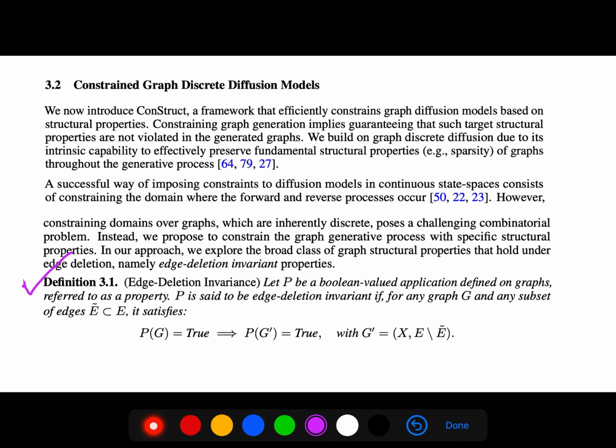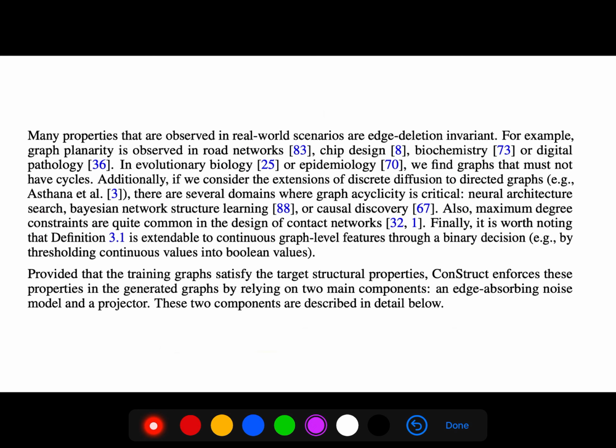So they define here what edge deletion invariance is. Let P be a Boolean-valued application defined on graphs, referred to as a property. P is said to be edge deletion invariant if for any graph G and any subset of edges, it satisfies that if P of G is true, P of G' is true, with G' being G excluding E tilde. So many properties that are observed in real-world scenarios are edge deletion invariant. For example, graph planarity is observed in road networks, chip design, biochemistry, digital pathology.